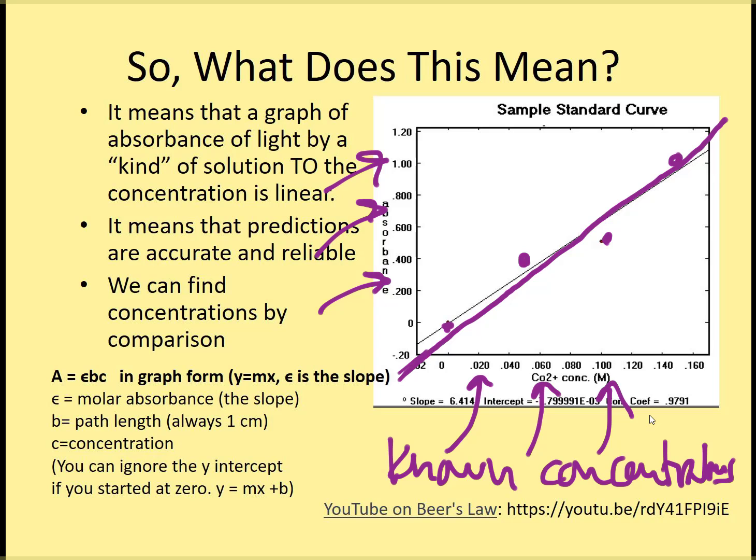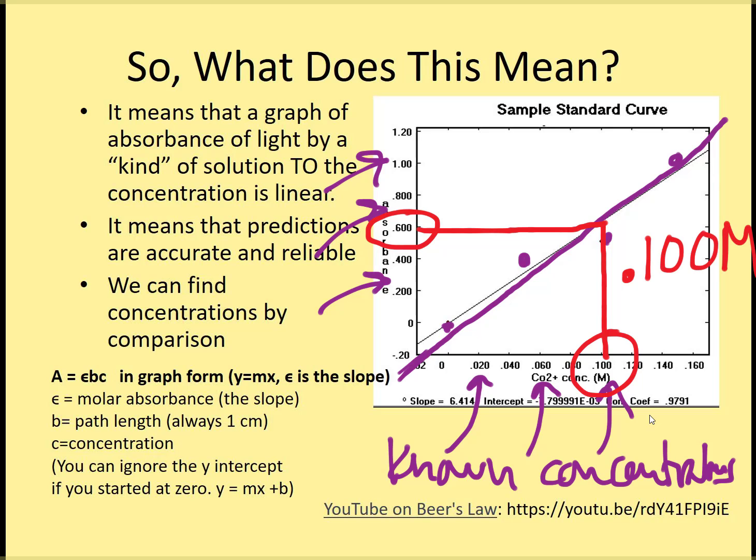So once I get a standard curve, then I can be given an unknown solution where I don't know what the concentration is, and I can use this curve to figure out what the concentration is. So for example, if I put my unknown into my colorimeter and I got my absorbance as 0.6, let's say, then I could read this line and say that my concentration for that is 0.1 molarity. So in using Beer's law, you have to have known solutions and then generate a graph. And then when you're given an unknown, you just read the concentration off the graph.